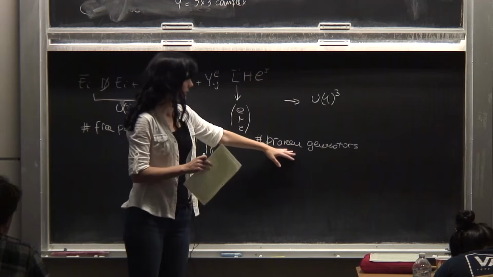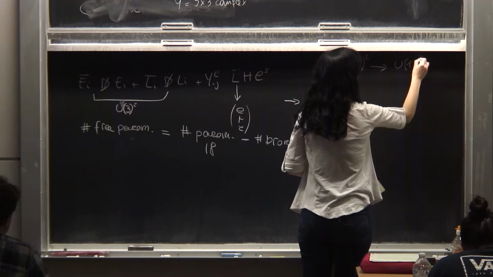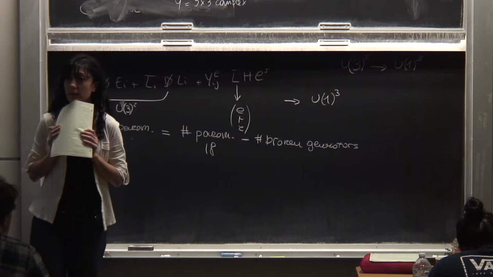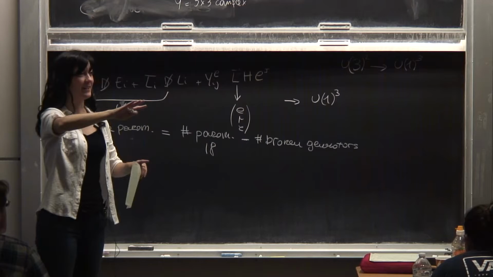Broken generators. So how many broken generators do we have if we have this breaking here? So if you have U3 to the second power going to U1 to the third power. Yes. I hear a 15 from somewhere here. And everybody says 15?